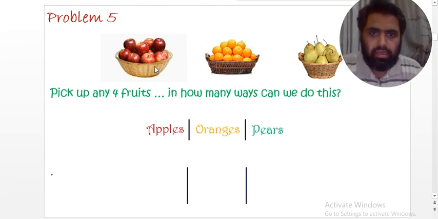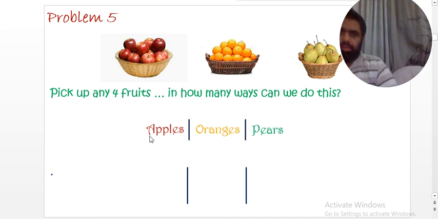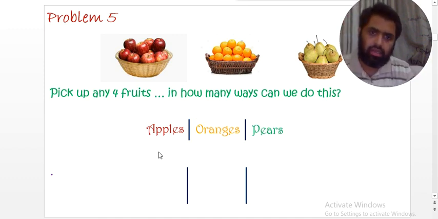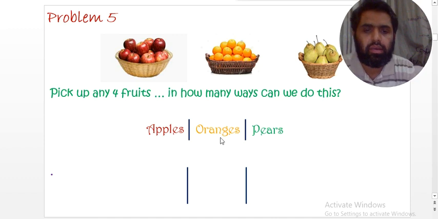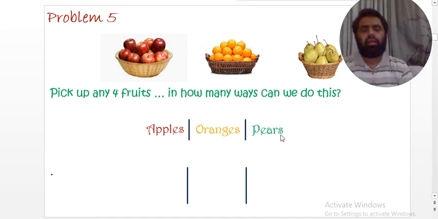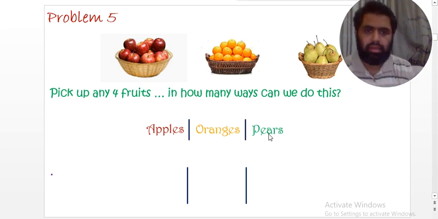So instead of these baskets, I write down apples and oranges and pears. Fine. So just imagine these are my baskets, and this is one big box in which I have put dividers. On one side it's apple, then there's a divider, then oranges, then a divider, then pears, and I have to pick a total of 4 fruits from apples, oranges and pears.